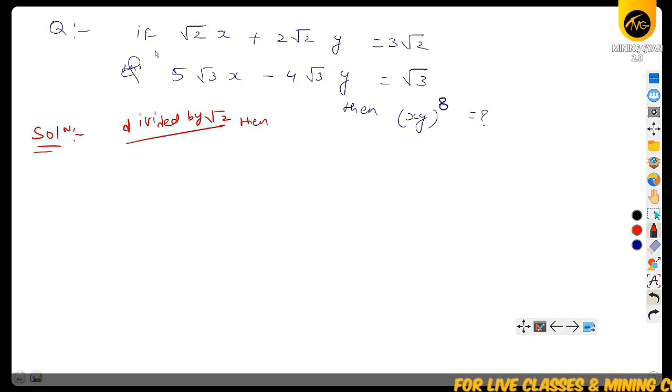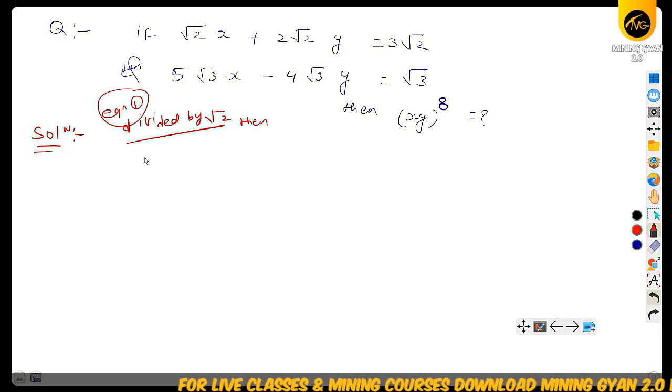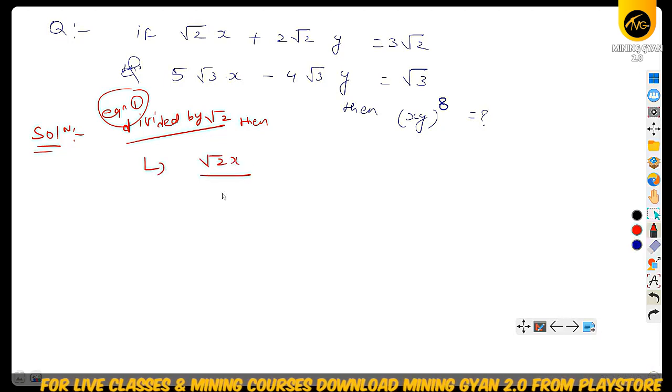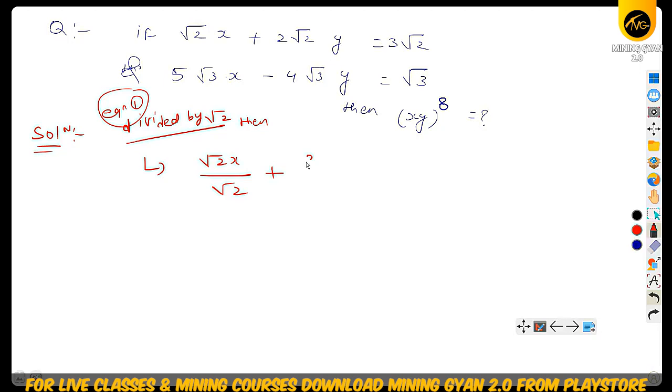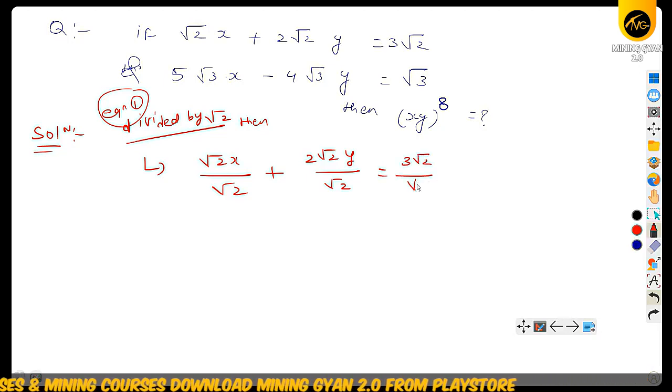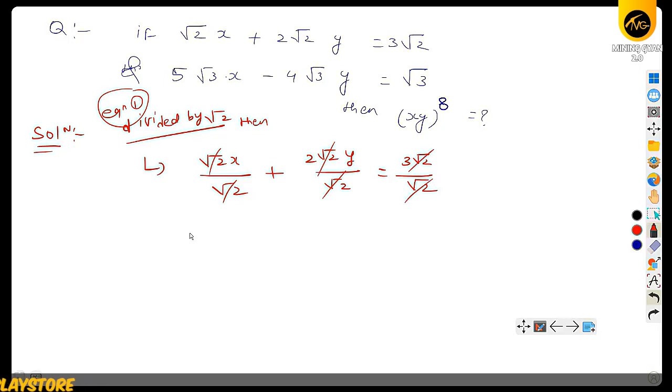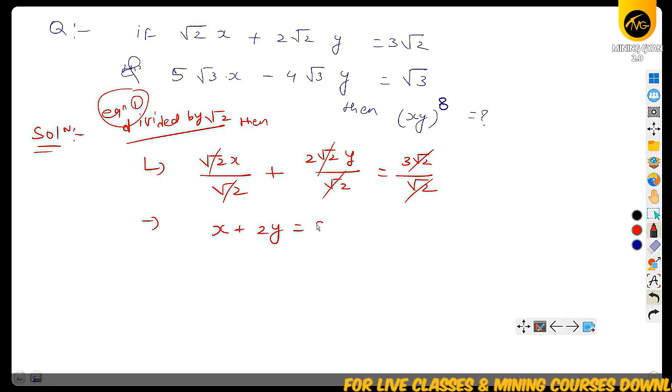Then equation first, divided by root 2. Now root 2 x divided by root 2 plus 2 root 2 y divided by root 2 is equal to 3 root 2 divided by root 2. Now we can cancel out root 2 on the left hand side, and on the right hand side again we can cancel out root 2 and root 2. Now we have x plus 2y is equal to 3. Suppose this is equation number 1.